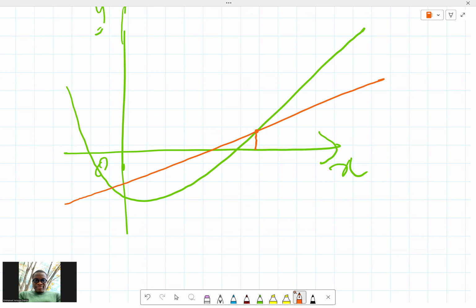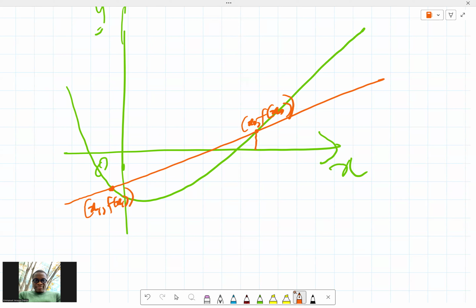This is the point x naught, f of x naught. We have that point. And this other point is x1, f of x1. If you have something like this, this line now is what we refer to as a secant. And this is how the whole process goes.